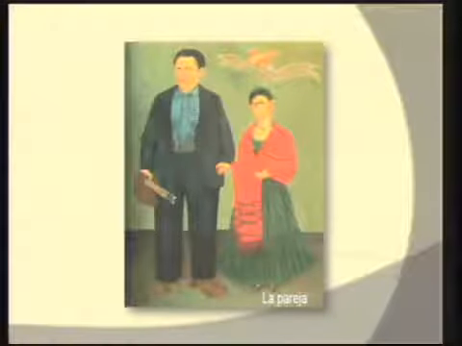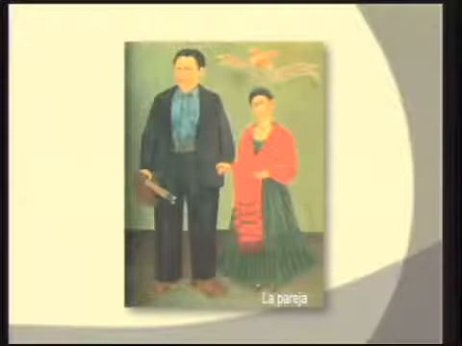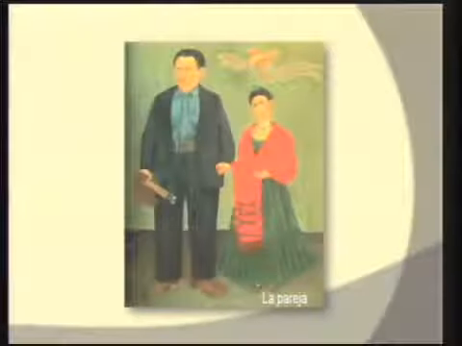Este primer cuadro, this first painting, está basado en una foto tomada el día de la boda de Frida Kahlo con Diego Rivera. This painting is based on a photo of their wedding day, Frida Kahlo y Diego Rivera. Diego Rivera es también muy famoso, un artista muy importante del siglo XX. Diego Rivera is also a very important artist. They're probably the 2 most important artists from Mexico. And cuando se casaron, when they got married, Frida Kahlo tenía 22 años.